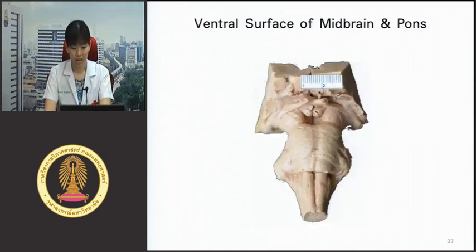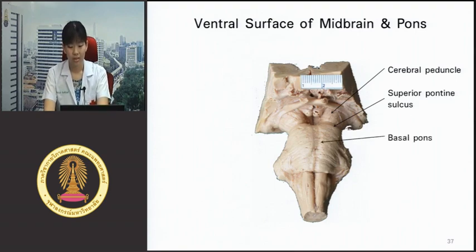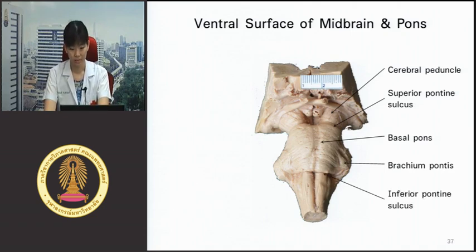Ventral surface of the midbrain and pons shows the cerebral peduncle, superior pontine sulcus, basal pons, brachium pontis, and inferior pontine sulcus.